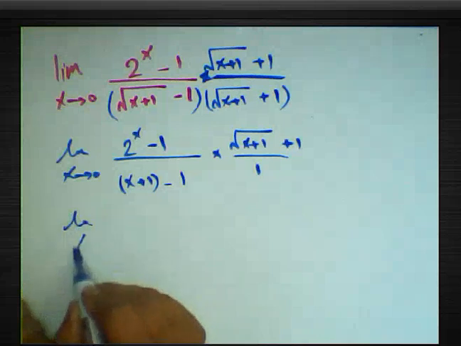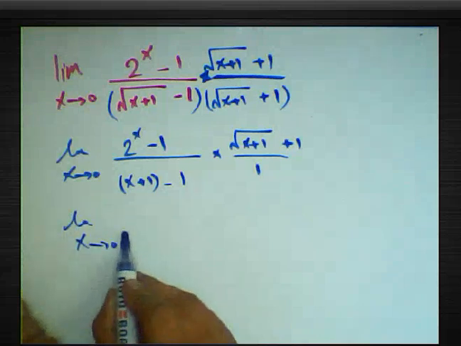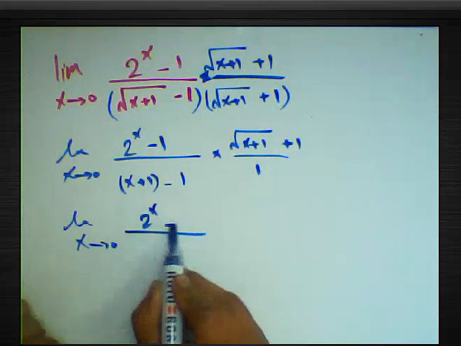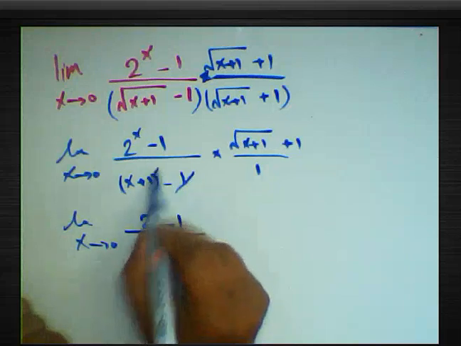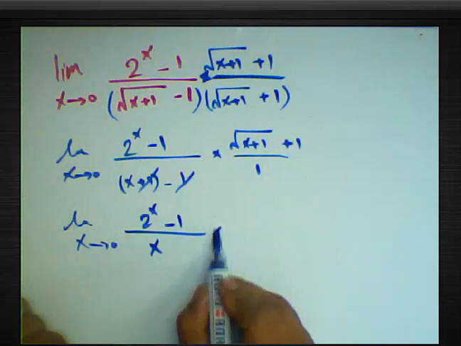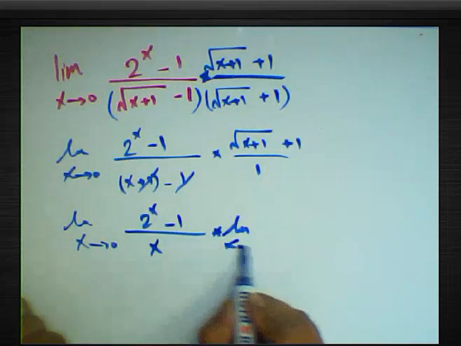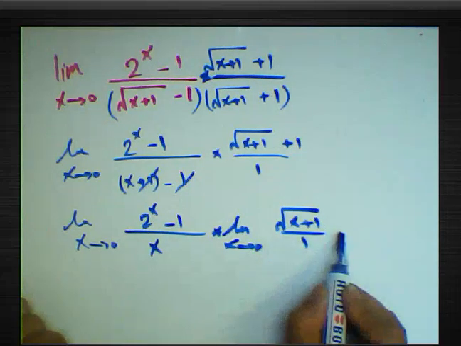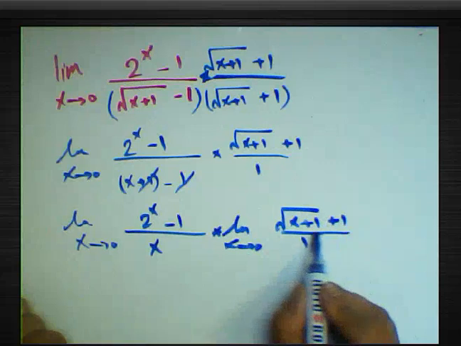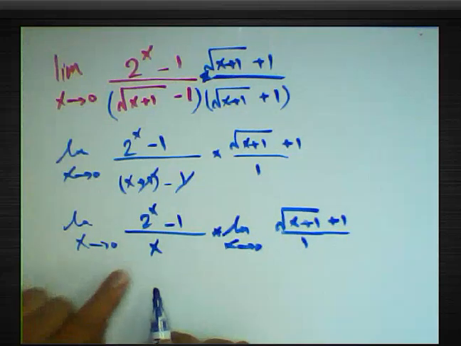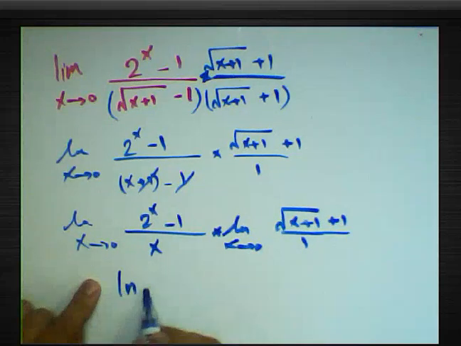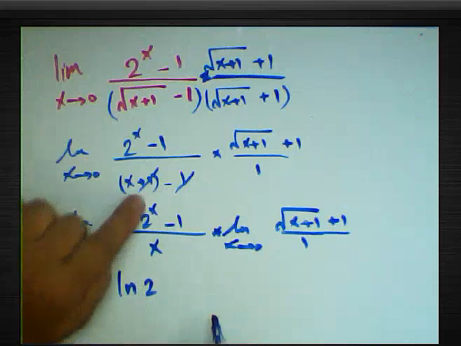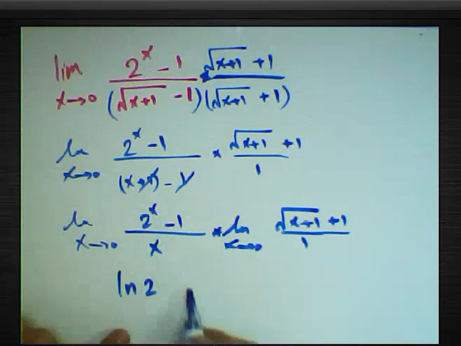And then the limit as x approaches 0 of this function, (2^x minus 1), we can cancel negative 1 with 1, it will be x. Multiplied by the limit as x approaches 0 of the square root of (x plus 1) plus 1 over 1. The result here will be ln 2, it's the rule: (2^x minus 1) over x will be ln 2.